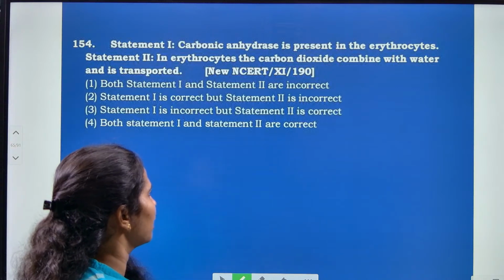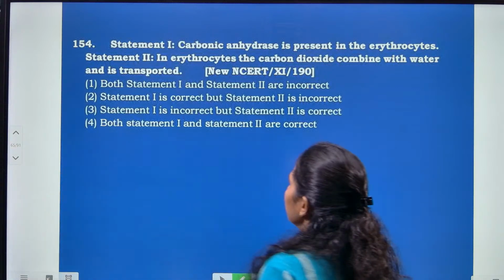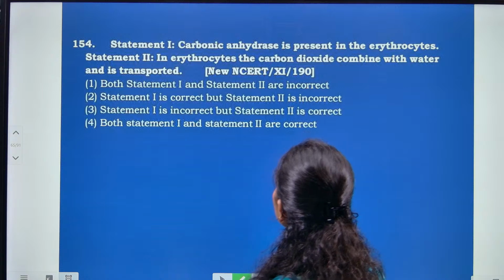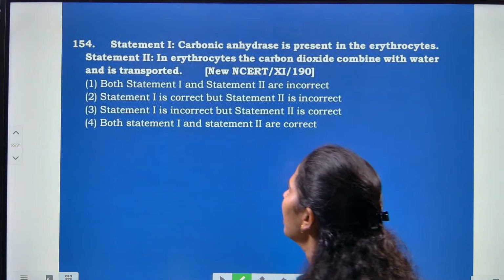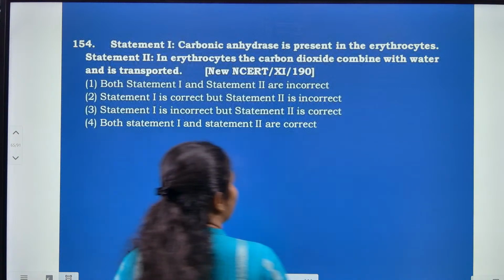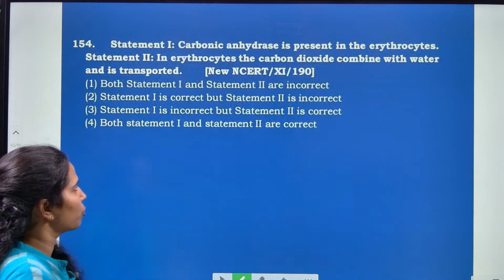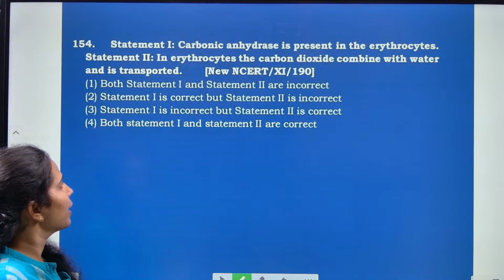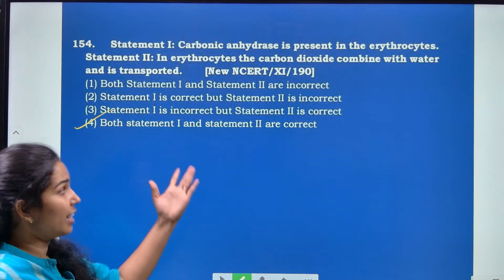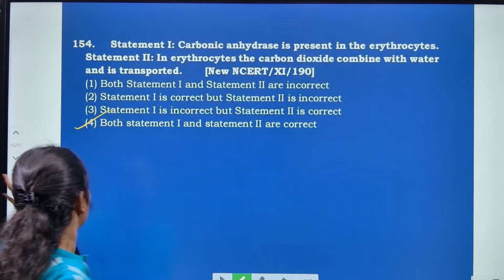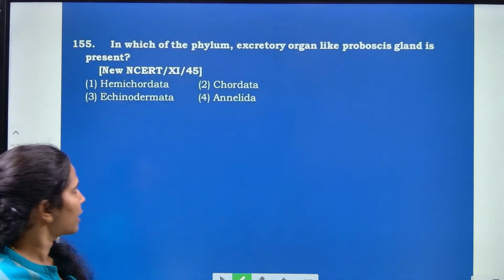Now coming back to statement 1: carbonic anhydrase is present on the erythrocytes. Yes, they are present on the RBC cells. Then statement 2 indicates that in the erythrocytes the carbon dioxide combines with water and is transported. Yes, they are going to combine with water and be transported here. Both statement 1 and 2 are correct here. That is the 4th option. It is again a direct question here. It is the 4th option which is going to be correct here.